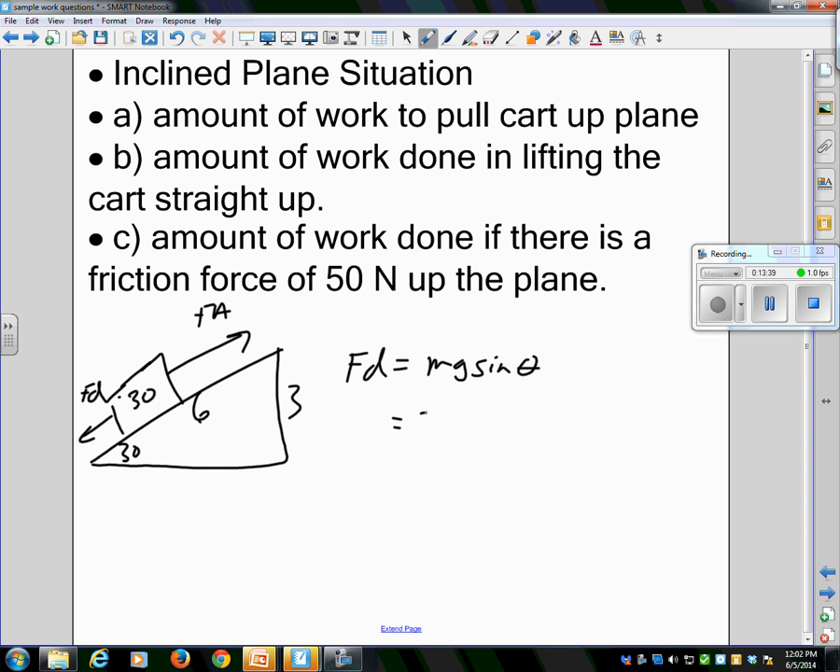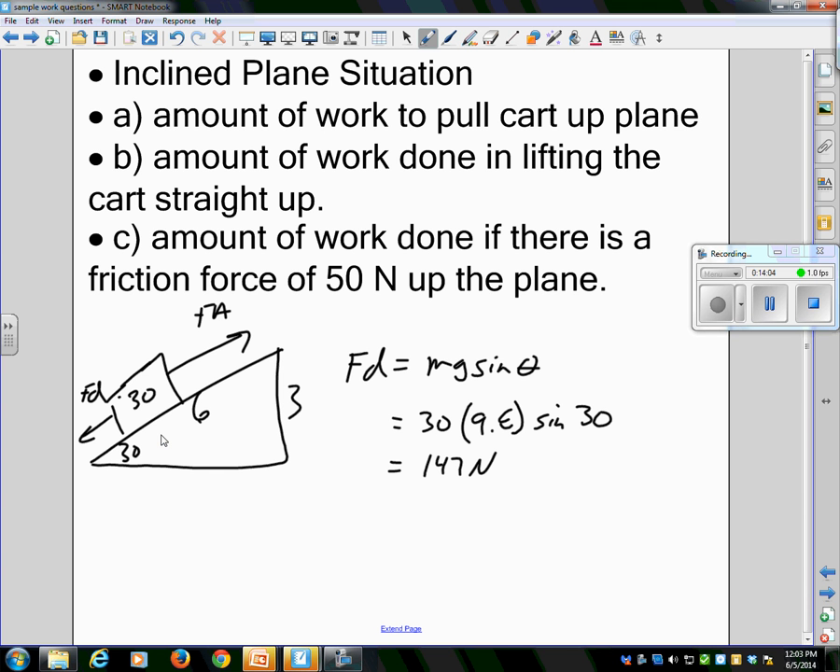So we've got a 30 kilogram box. Gravity is 9.8. The sine of 30. Oh yeah, well it's Throwback Thursday, right? I get 147 newtons of gravity pulling down the plane.